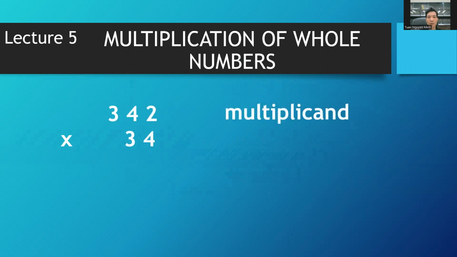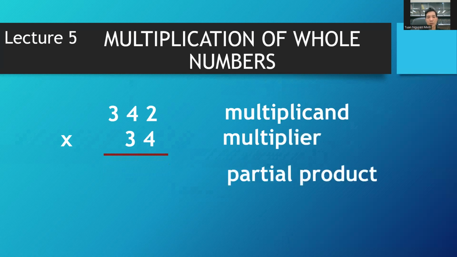The next example, you have the multiplicand is 342 and the multiplier is 34. So you write this number vertically and multiply by digits from the right to the left. The first step, you need to find the partial product. The first step, we multiply 4 by 2, so you got 8.